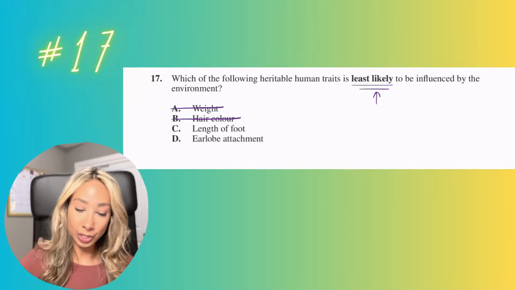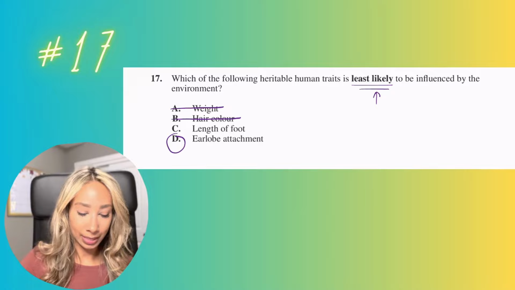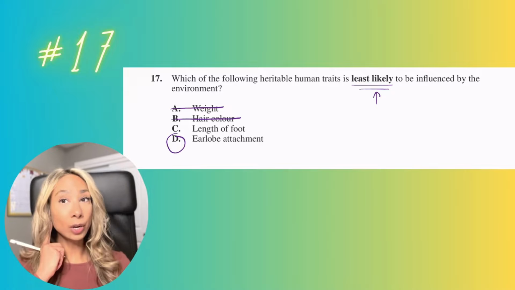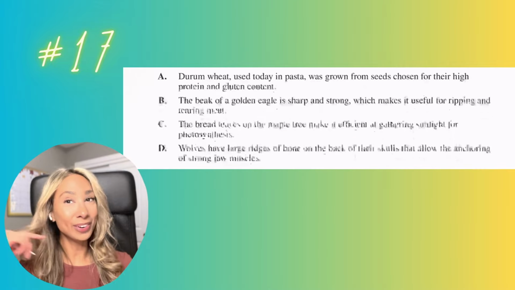It's just, again, our question's asking us the least likely. So in this case, the least likely is going to be D, the earlobe attachment. Again, it goes back to that discrete variation. You either have your ear attached to that part of your jawline or you don't.